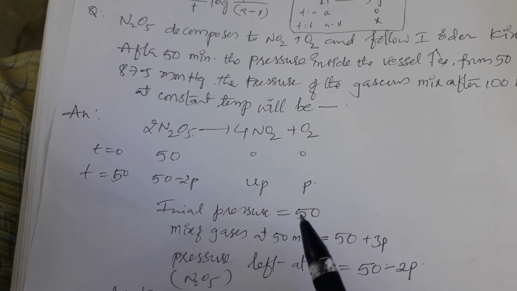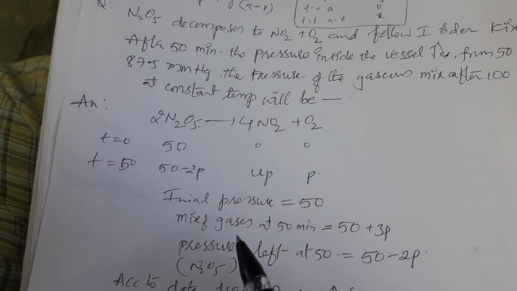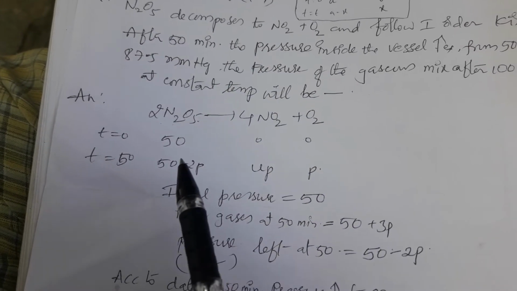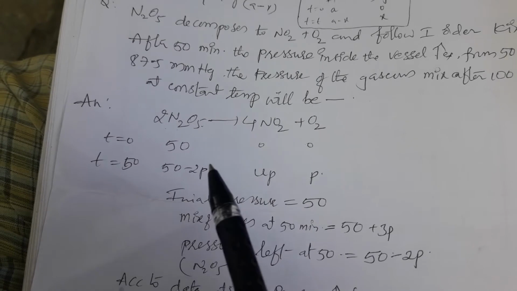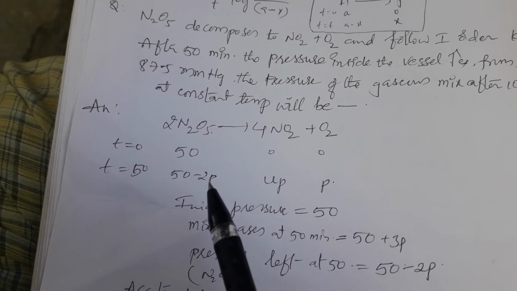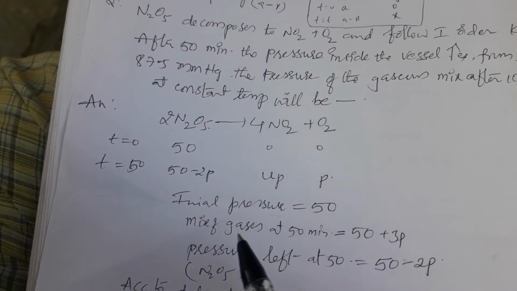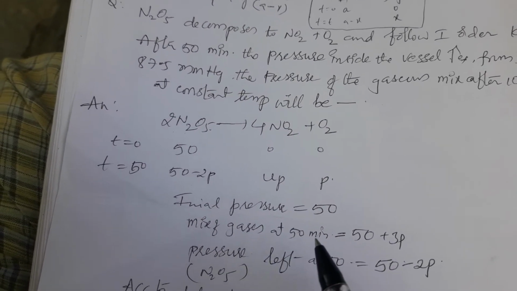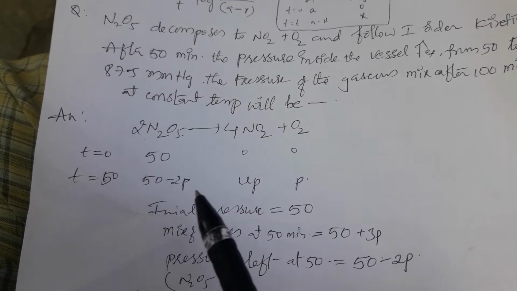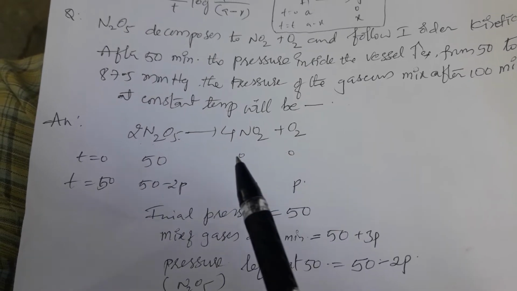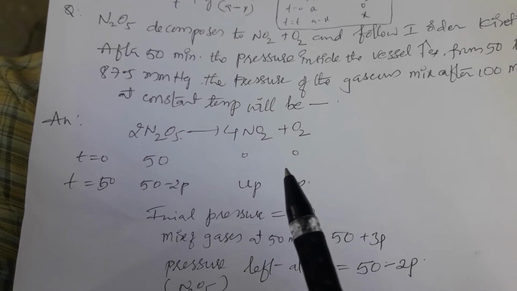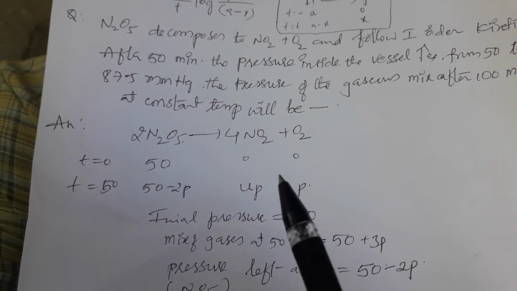The initial pressure of the reactant is 50. The mixture of gases at 50 minutes will be 50 plus 3p. Meaning what? 50 minus 2p plus 4p plus p. 4p plus p is 5p, 5p minus 2p is 3p. So 50 plus 3p will be the total pressure of the gas mixture at 50 minutes. It is a closed vessel, so we always get the pressures in terms of total pressure.